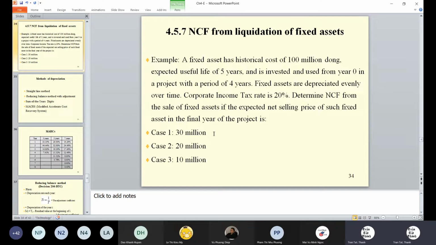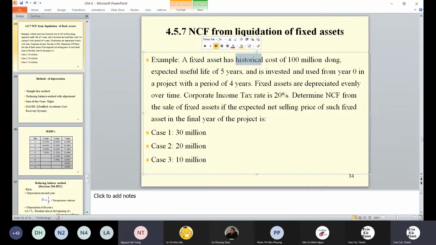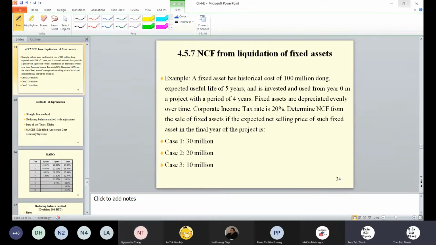A fixed asset has the historical cost. Do you know what is historical cost? In Vietnamese, nguyên giá. Historical cost of $100 million, expected useful life of 5 years, and is put into use from year 0 in a project with a period of 4 years. The fixed assets are depreciated evenly over time. Corporate income tax rate is 20%. Please determine the net cash flow from the sales of fixed assets if the expected net selling price of such fixed assets in the final year of the project is, first case, 30 million. Second case, 20 million. Third case, 10 million. So now please try to work on that.